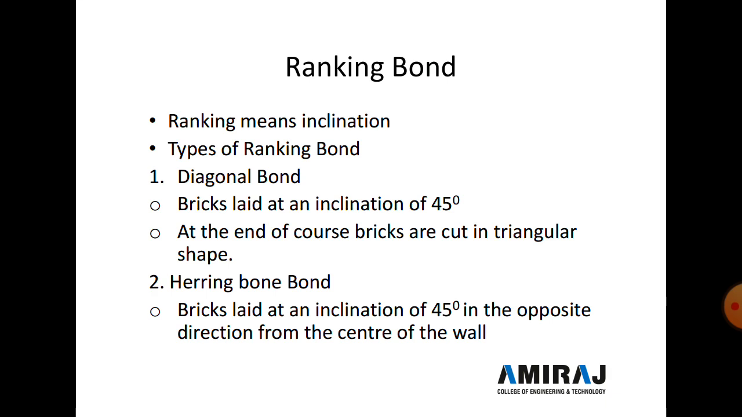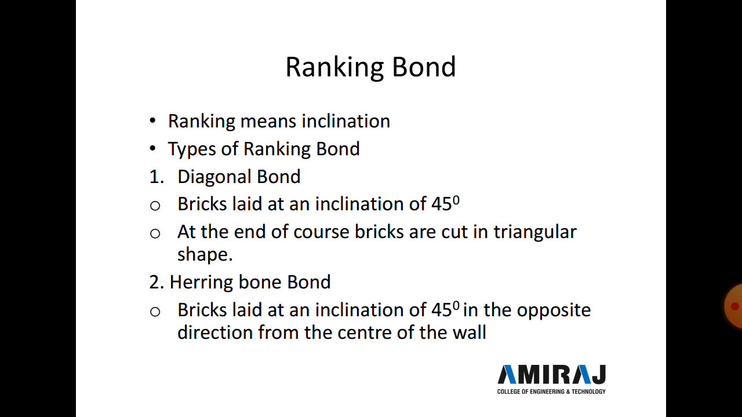Next is the raking bond. Raking means inclination or inclined. This type of raking bond is divided into two parts: diagonal bond and herringbone bond. Let us discuss the diagonal bond first. Bricks are laid at an angle of inclination of 45 degrees. All the bricks are put at 45 degrees to prepare a bond called a diagonal bond. At the end of the course, bricks are cut in a triangular shape and put at the corner side.